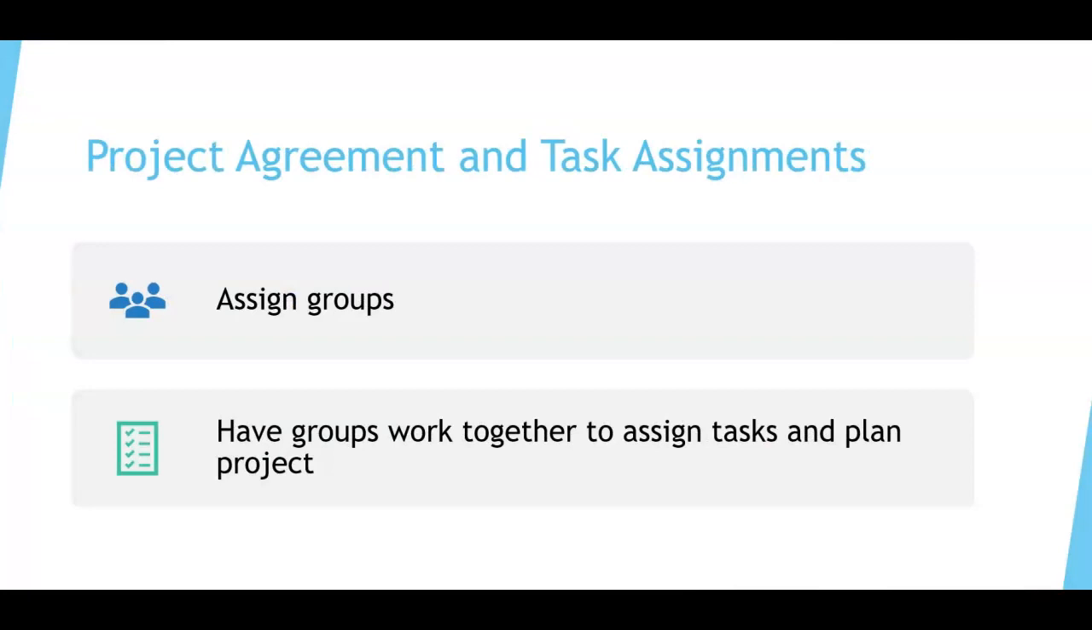So now it says project agreement and task assignments. Please, as the teacher, you assign the groups. Because if the kids assign the groups, they're going to want to work with their friends, and they're not always going to get along with their friends, or maybe just one or two people will be doing most of the work, which is what happens with the friend group.